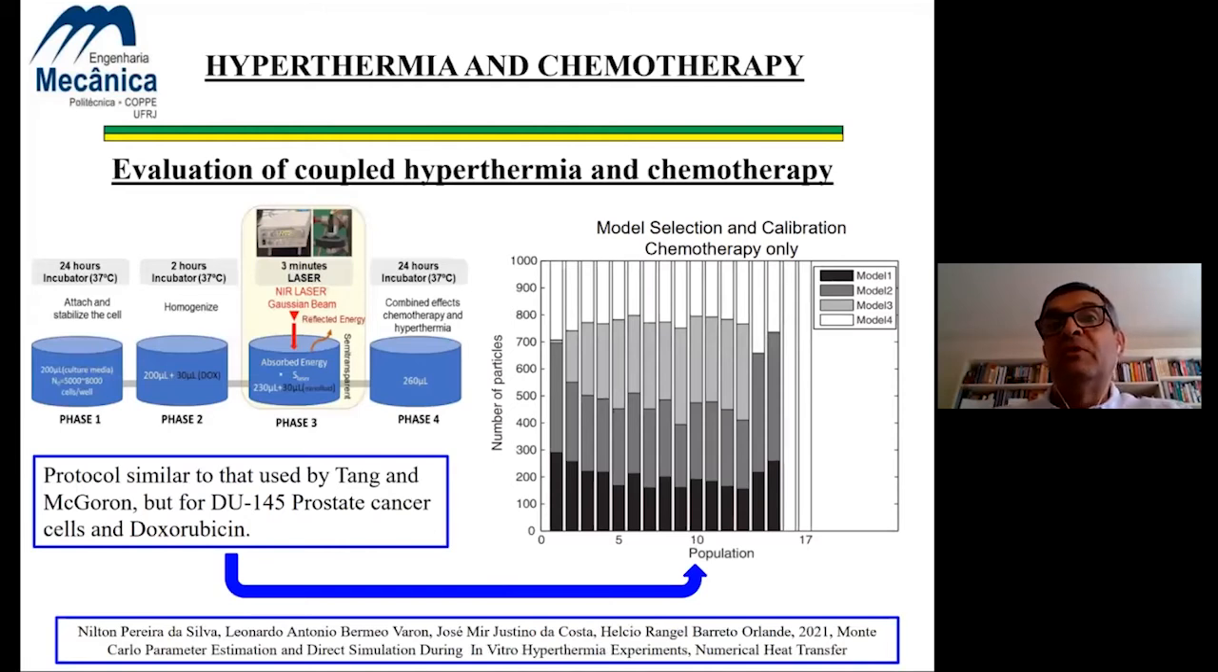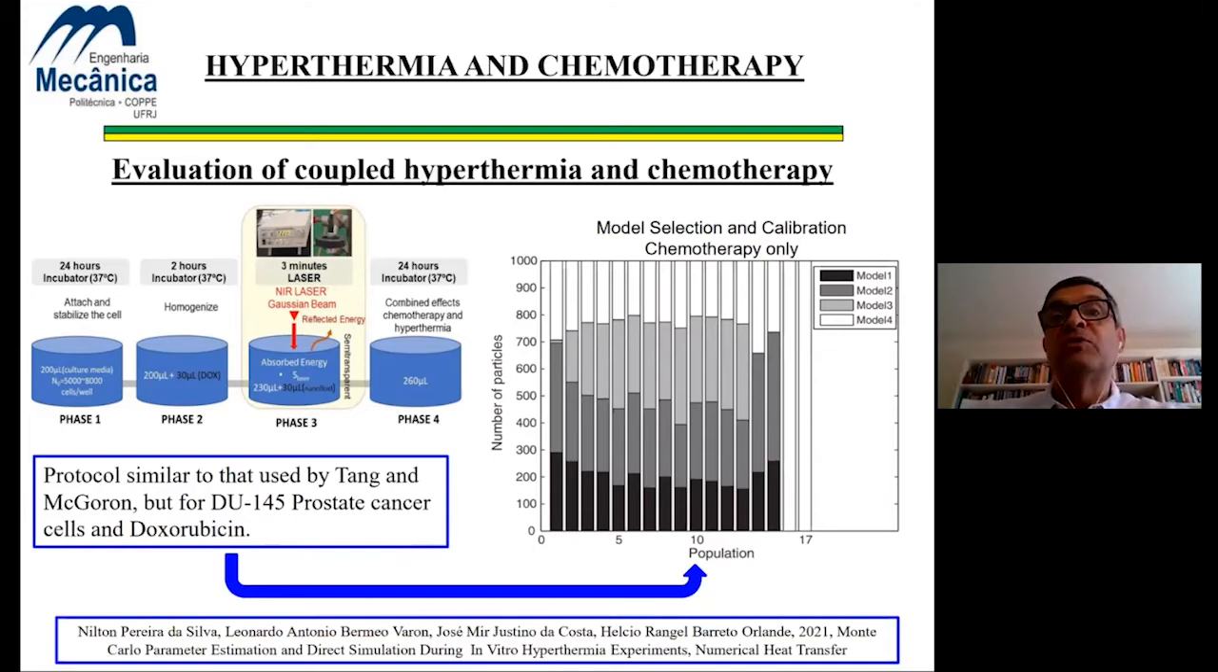Our objective in this work is to examine the decoupled hyperthermia and chemotherapy effects during in vitro diode laser heating of a culture of cells containing nanoparticles. We have developed a multicolor parameter estimation and direct simulation for a simulated experiment, which followed a protocol similar to that developed by Professor McGowan. But for our case, we have developed this combined multicolor direct simulation and inverse analysis framework with prostate cancer cells and under the effects of doxorubicin.